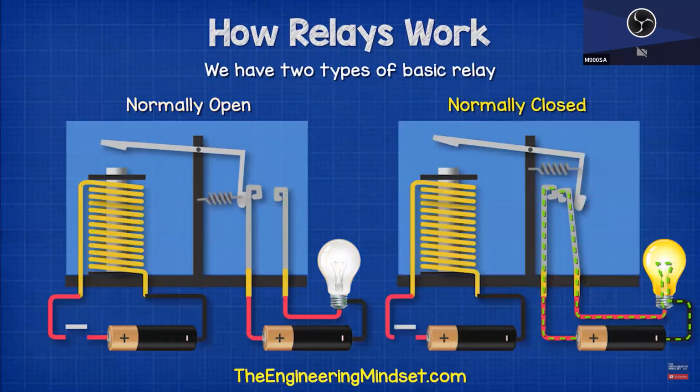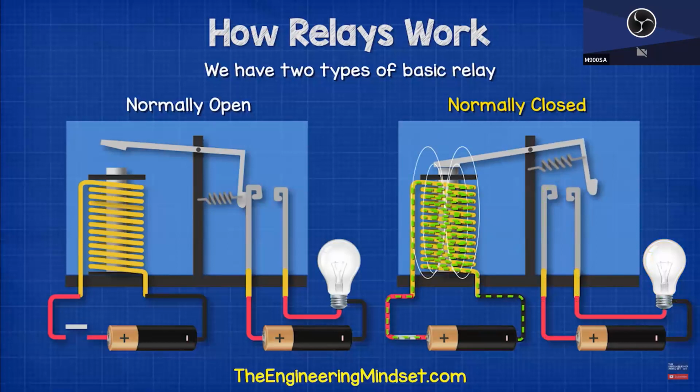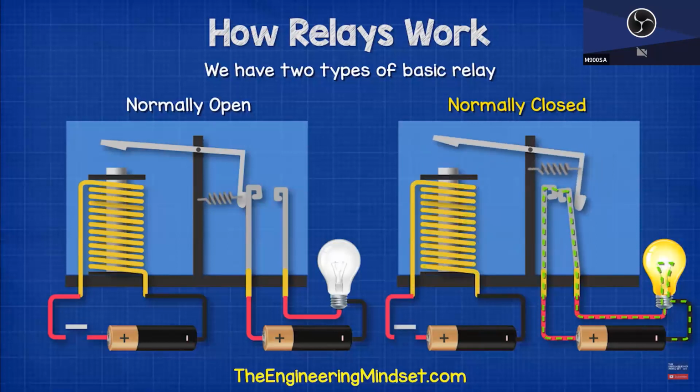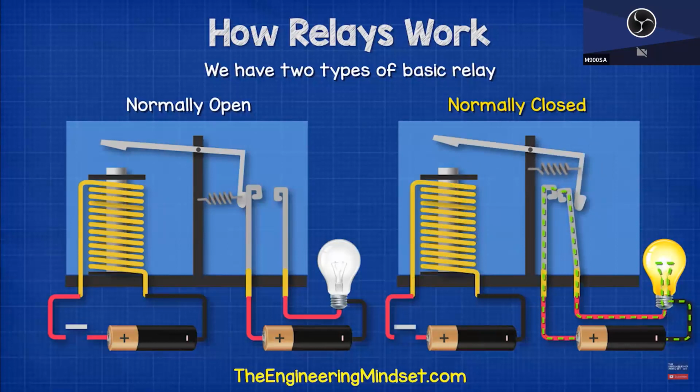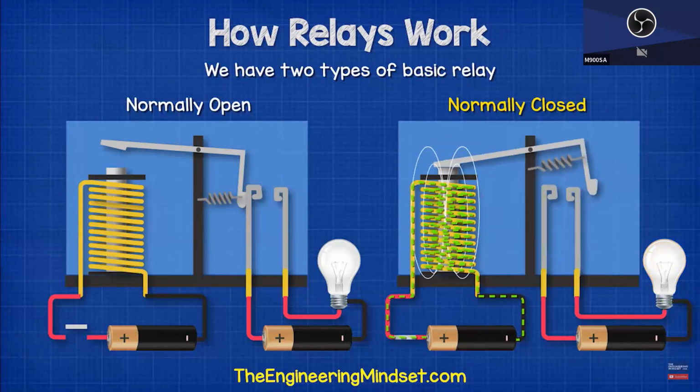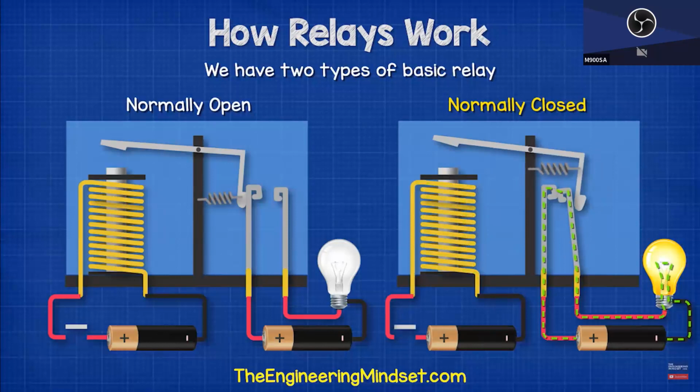With the normally closed type, the secondary circuit is normally complete, and so the load is on. When a current is passed through the primary circuit, the electromagnetic field causes the armature to push away, which disconnects the contactor and breaks the circuit. This cuts the supply of electricity to the load.